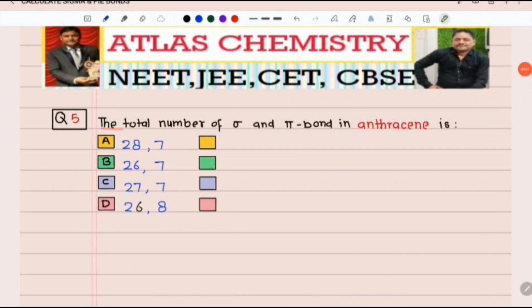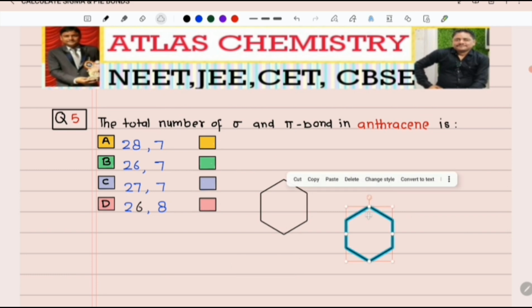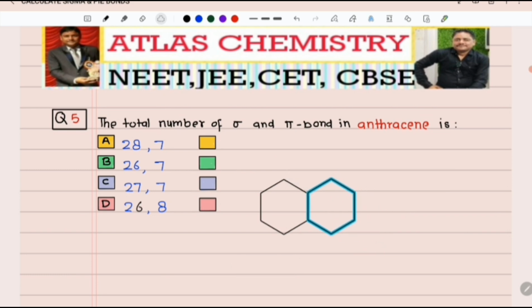Question number 5. The total number of sigma and pi bonds in anthracene is. So first of all we have to see the structure of anthracene. Anthracene is a compound in which 3 benzene rings are fused together. So if we draw the structure of this one, we have the benzene like this, and these 3 benzene structures are fused to form the structure of anthracene.